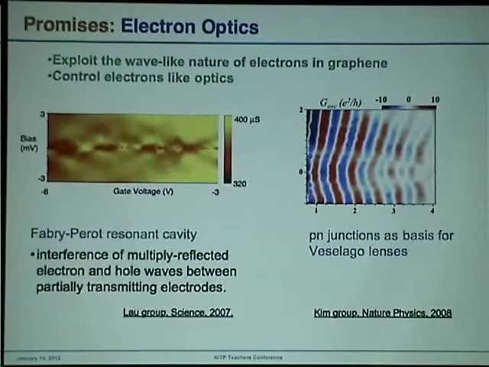Okay, so what can this lead us to? One of the things is so-called electron optics. For example, we can explore the wave-like nature of electrons in graphene. We can control the electrons like optics. For example, we demonstrated a Fabry-Perot resonant cavity, which is an optical cavity, and Philip Kim's group at Columbia demonstrated p-n junctions acting as lenses. They can use that to focus electrons. Right now electrons go everywhere. They bounce off when they hit a defect or the boundary, but maybe we can focus electrons like we focus optics and use the interference effect.